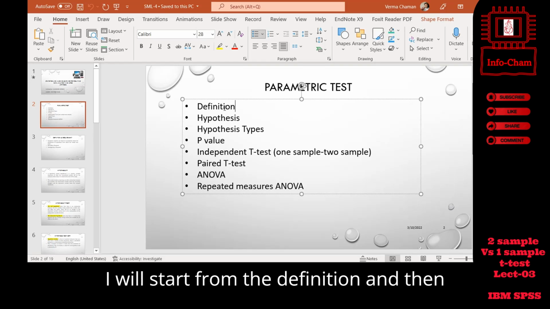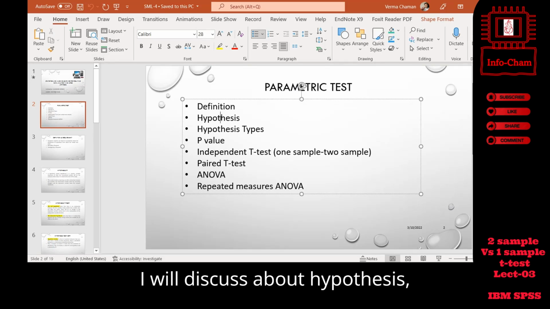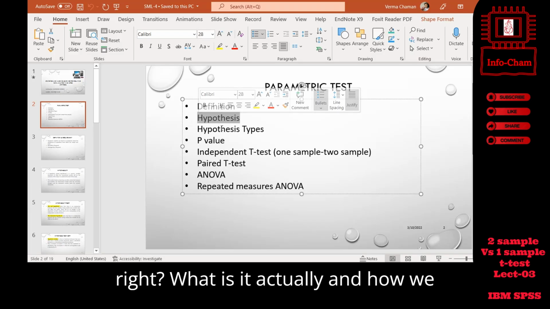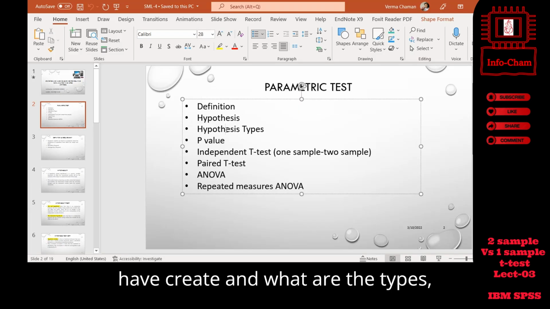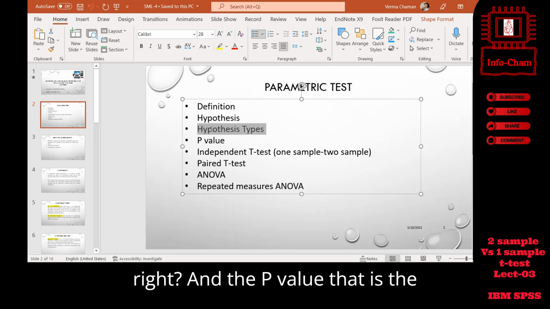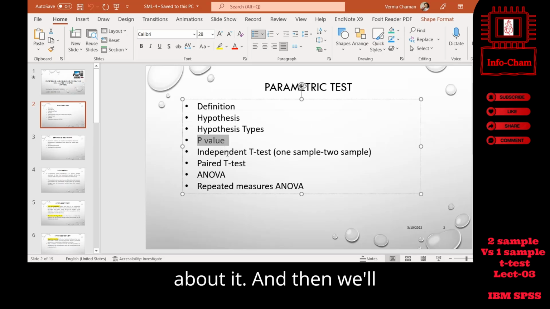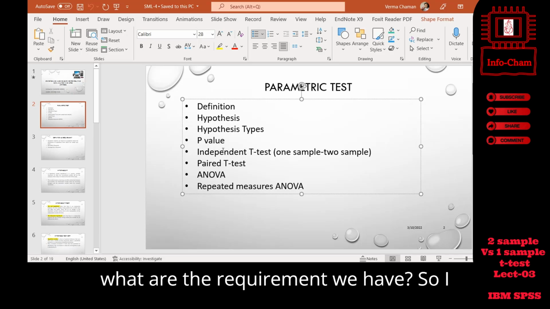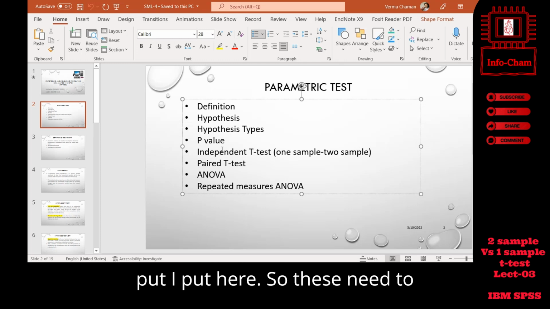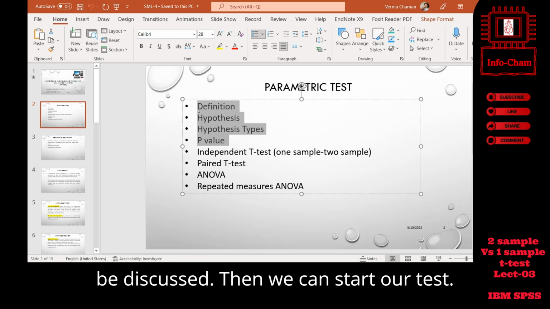I will start from the definition, and then I will discuss hypothesis, right? What is it actually, how we create it, and what are the types? And the p-value, that is the probability value, we also have to know about it. And then we start the test. So what are the requirements we have? I put them here, so these need to be discussed.